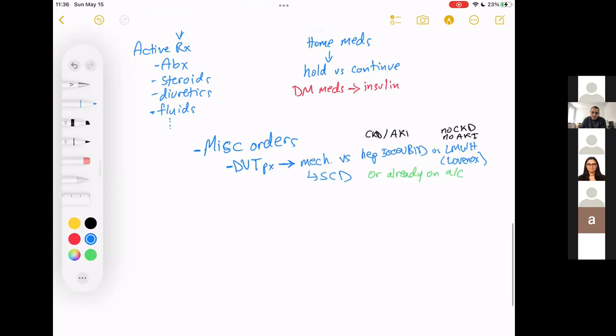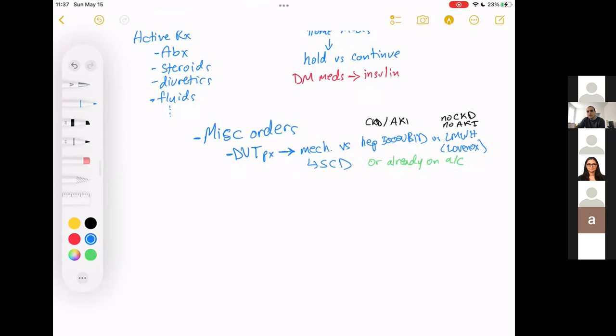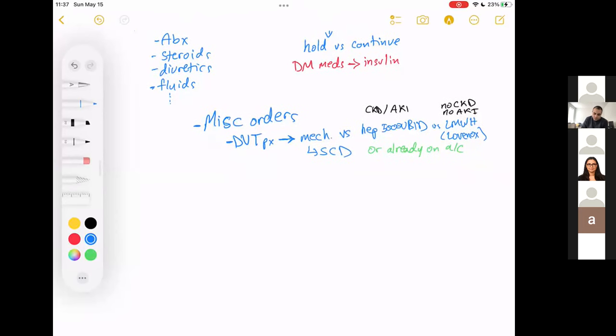All you need to do is, sorry, then you just continue their anticoagulation, their home anticoagulation, okay? Any questions about this?